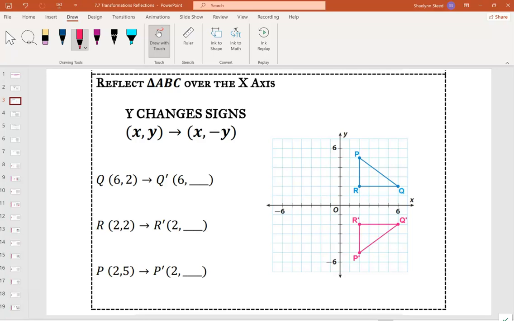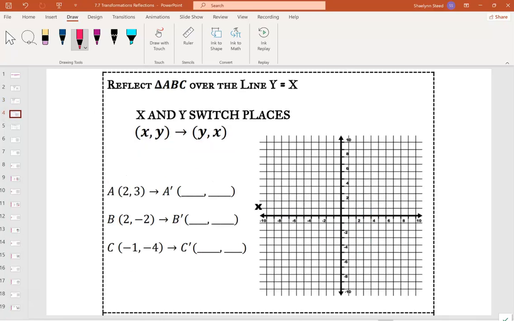If we fold over the x-axis, you will notice that the opposite happens. Our x value remains the same, so Q remains on 6, but instead of being 2 up, now we're 2 down, so that'd be negative 2. R, same thing, instead of being 2 up, we are now 2 down. And then P, instead of being 5 up, we are now 5 down. Okay, so this is the general rule when folding over the y-axis and the x-axis, but know that this is only helpful if we're using axes.